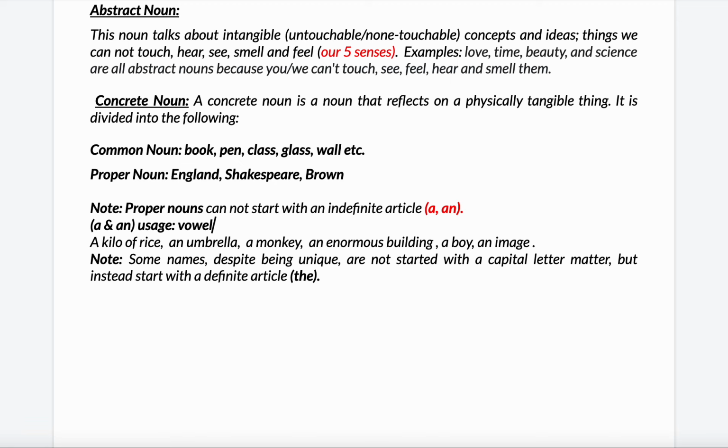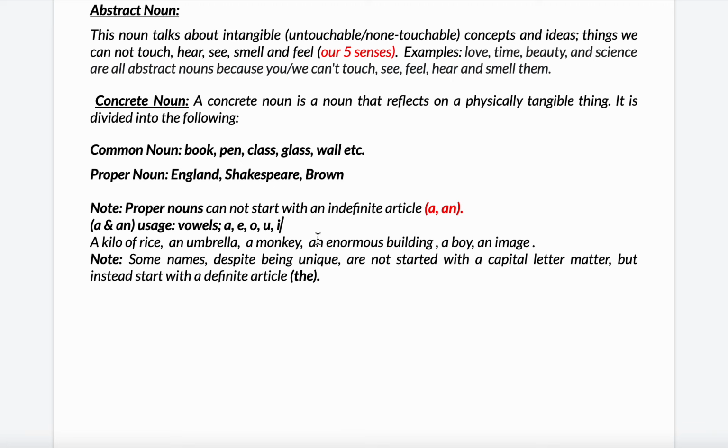Let me just do this again. Vowel. So here we say a kilo of rice. Why do we say a kilo? Because kilo does not start with any of these letters. An umbrella. Why do we say an umbrella? Because umbrella begins with U, and U is here. A monkey. Why don't we say an monkey? Because monkey starts with M, and M is a consonant.